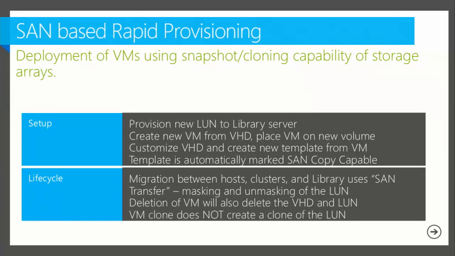This is essentially taking the ability of the array to quickly create snapshots of an existing LUN in a matter of seconds. And so we leverage that capability to create new VMs on demand and with zero transfer time. Because in a snapshot case, you're not moving any data. Depending on how efficient the array is, it can create a snapshot in a matter of seconds without any data movement or data copy. So we leverage that as part of one of the bigger workflows around SAN-based rapid provisioning.